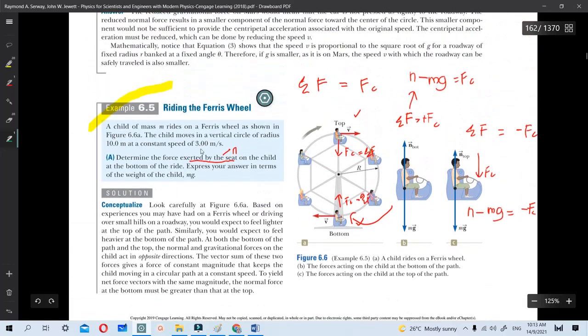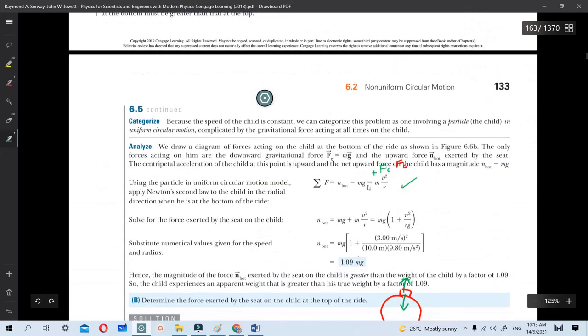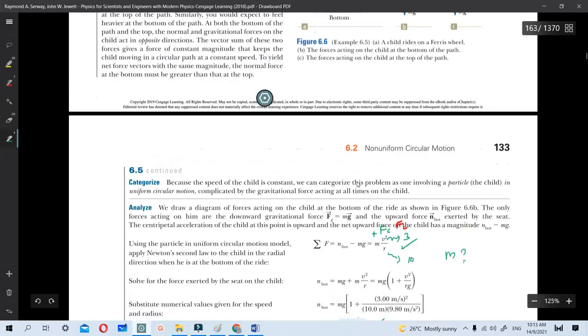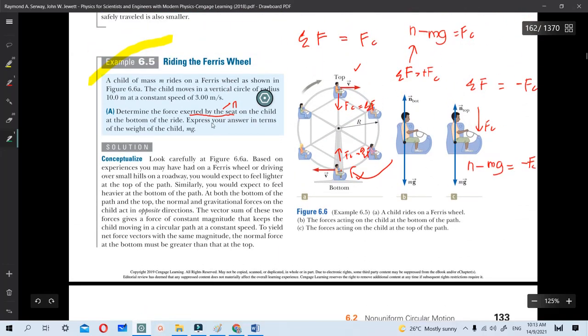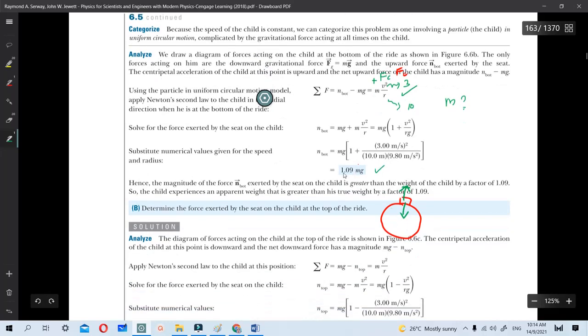Okay, let's do the calculation. V is 3, R is 10, and from there, simplify and you will arrive at the normal force. However, notice that you don't have m. So the question should be, express your answer in terms of the weight mg. So leave mg as an unknown number.